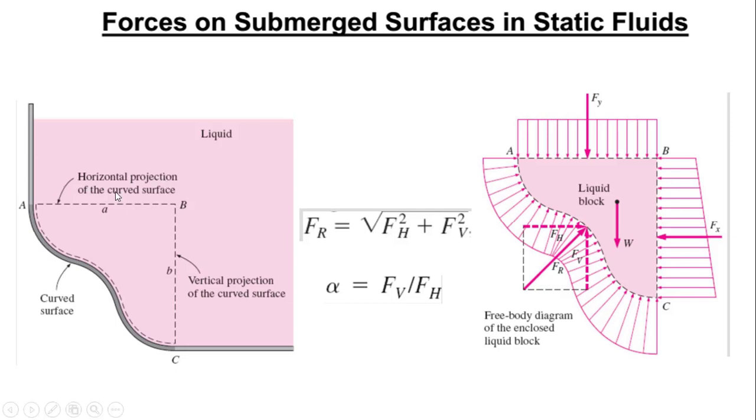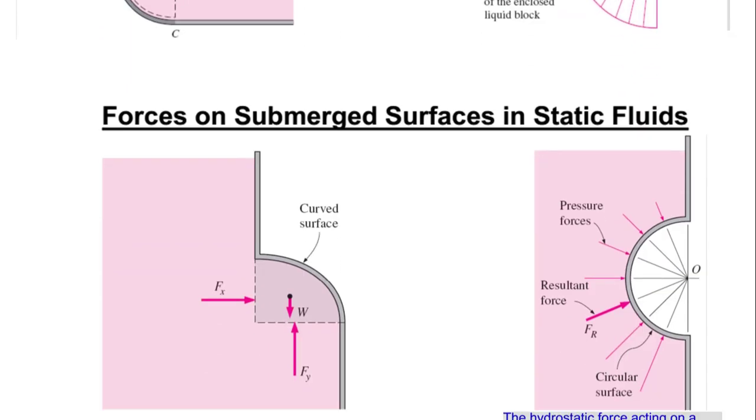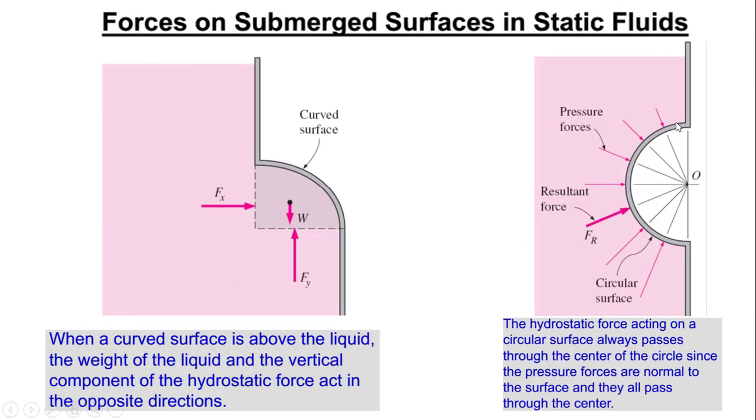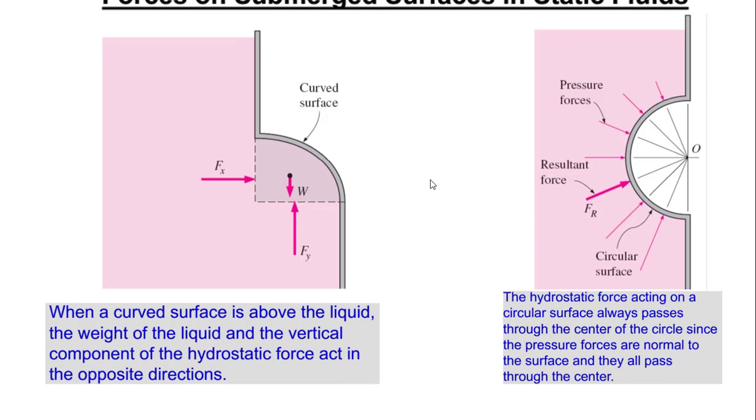So this diagram summarizes everything that you have learned so far. We've got horizontal projection, vertical projection, and curved projection. Those are the three scenarios that we'll find when working with forces on submerged surfaces in static fluids. If you master these three, any question that comes your way will be easy and straightforward to answer. The other scenario we looked at is when the fluid is below or outside the curved surface, and we still use the same approach as if the fluid was above or inside the curved surface.